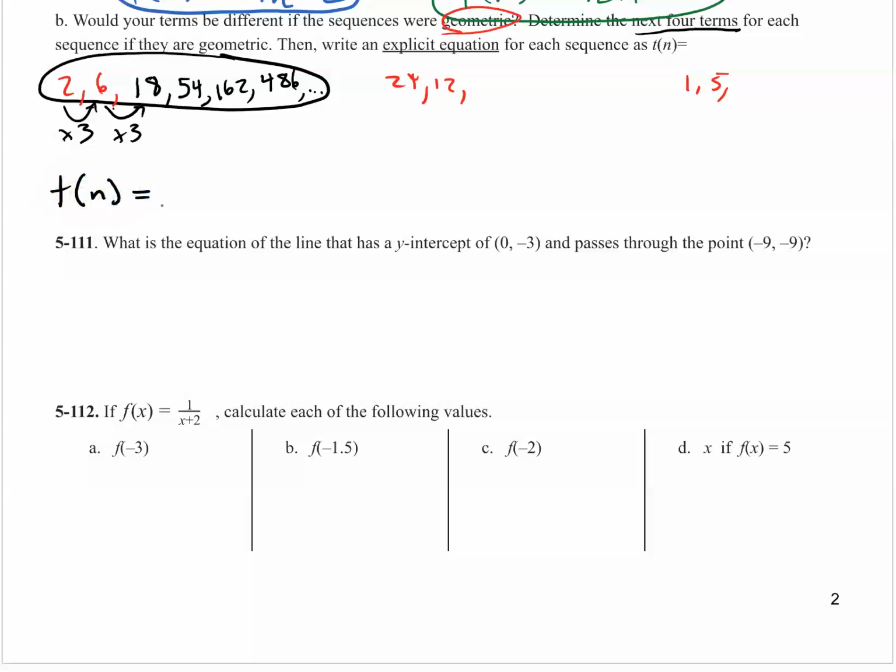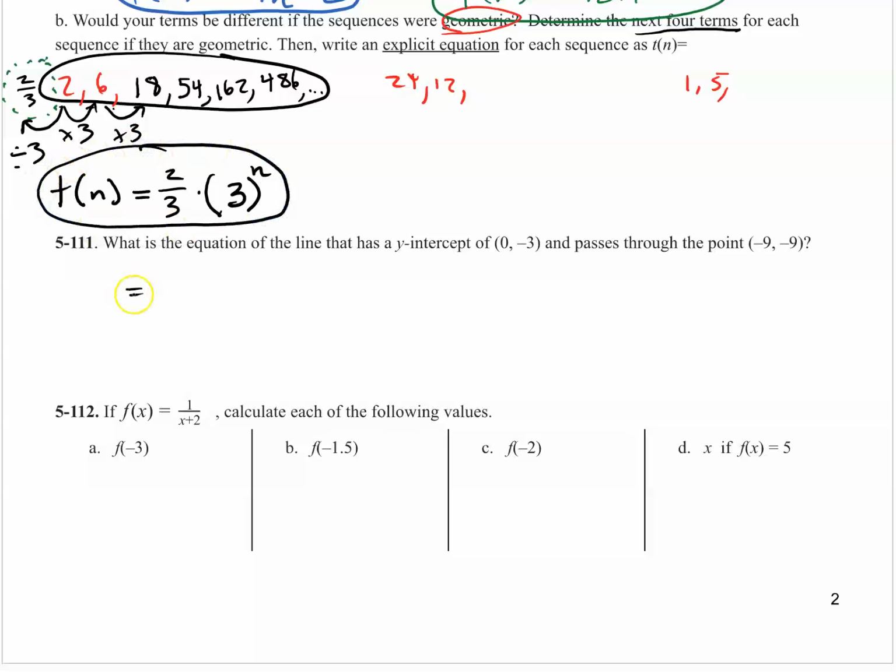Alright, this one's different. This one is 0 term times the multiplier raised to the power n. So what is this 0 term? This mysterious missing 0 term? Well, to go forward in our list, we times by 3. So to go backwards, we do the opposite. We divide by 3. 2 divided by 3 is just 2/3. Leave it as a fraction. So the 0th term is 2/3.